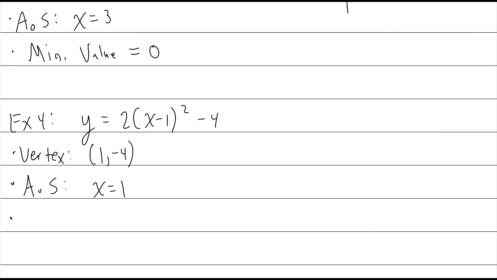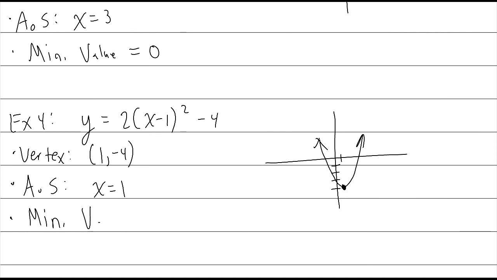Minimum or maximum value? Let me sketch the graph, it just makes it easier to see. It's a +2 in the front, so it opens upward, making that vertex a minimum value. It's the lowest point on the graph, and the lowest value is -4. Okay, so these questions are not difficult, right? If it's given to you in vertex form especially, they are pretty straightforward.